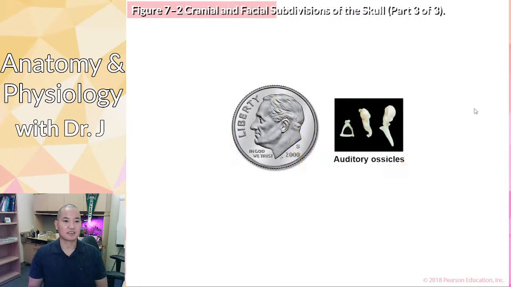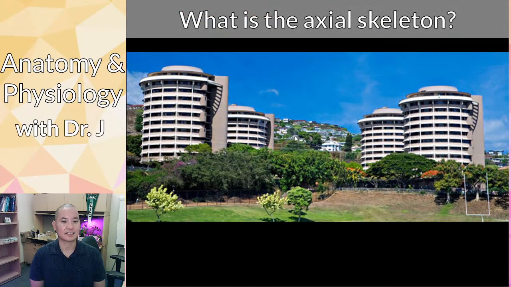And then there's also the auditory ossicles. We cover the sense of hearing at the very end of this semester, but know that these are small little tiny bones. These are the malleus, incus, and stapes, but we cover them in more detail. We'll put them off until the end of the semester, but they are part of your axial skeleton. They are contained within the ear of your skull. Okay, so what's the axial skeleton?